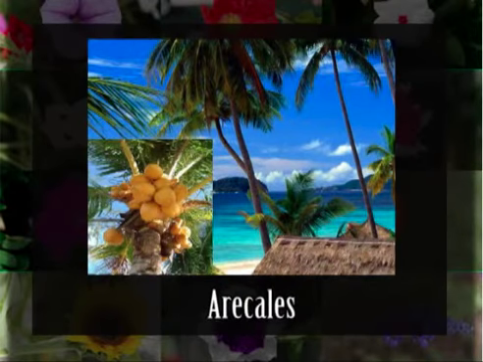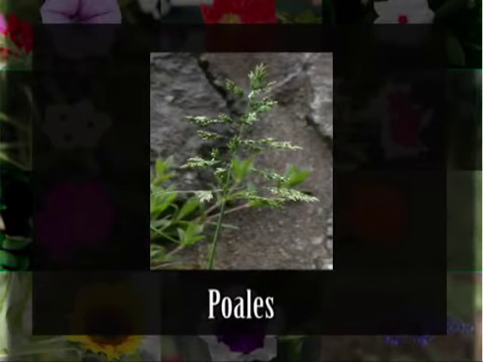This is followed by an order by the name of Ericales, wherein we have a single family called Ericaceae, also commonly known as palms, just like the coconut tree. Then followed by an order we call Poales, the common grasses. Within this order we have sedges by the name of Cyperaceae, rushes by the name of Juncaceae, or the common Poaceae, or what we call Gramineae.